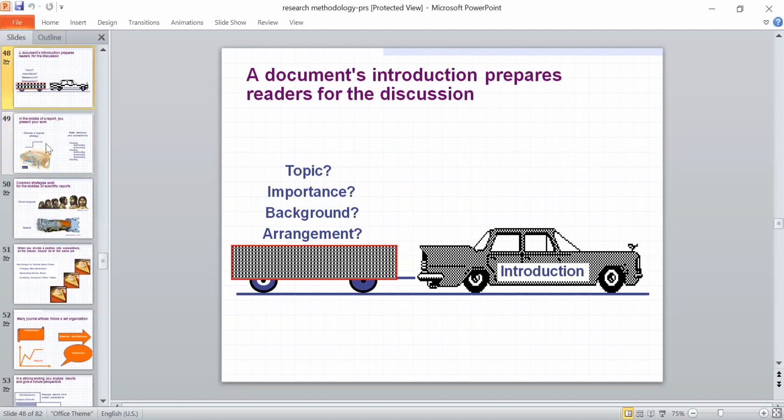Prepare readers for the discussion. What I said: topic, importance, background, arrangement, the introduction should be like that. For example, "artificial intelligence in disease prediction". You should not write one whole paragraph about artificial intelligence; only one or two lines, and that also eliminated. You should concentrate only on your core.